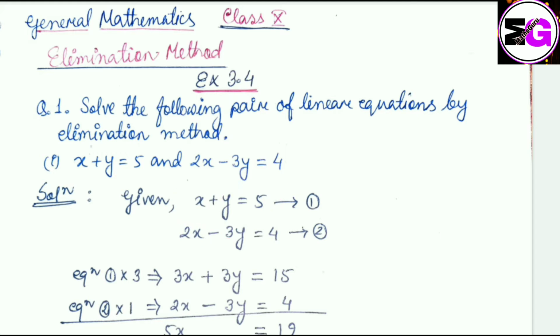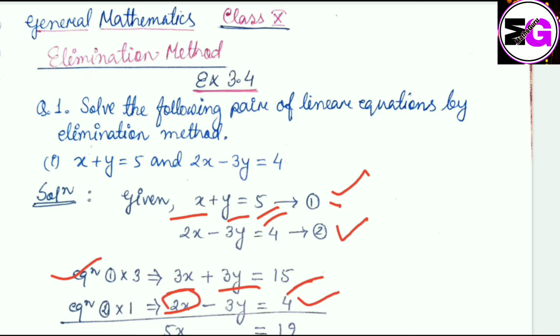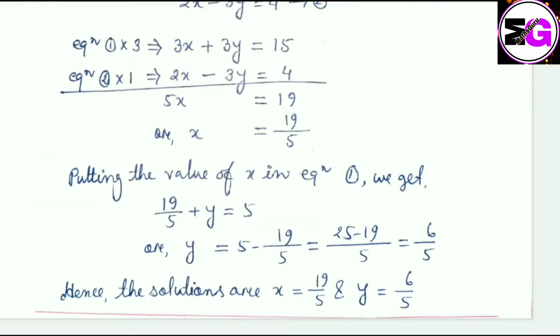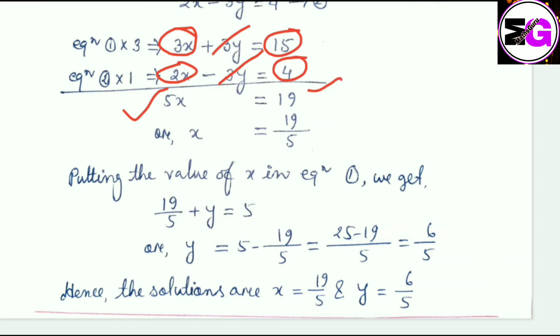Now we have multiplied equation number 1 with 3. So this one, 3 into x, is thrice x plus thrice y equals to 15. And equation 2 we keep as it was, that is, multiplied by 1. So twice x minus thrice y equals to 4. Then thrice y cancels. Thrice x plus twice x is 5x and 15 plus 4 is 19. So x is equal to 19 by 5.